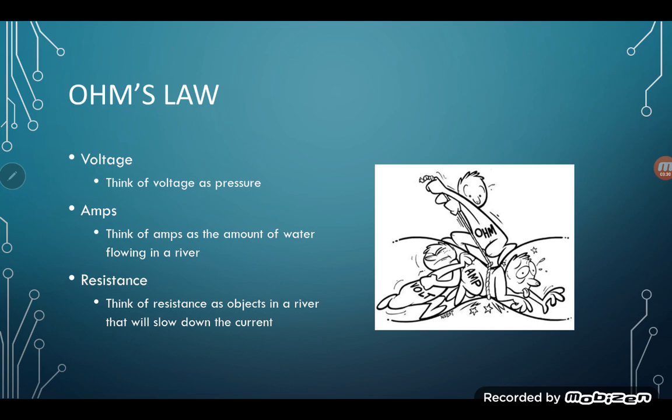And for those who don't know what Ohm's law actually means, it is V equals IR. Voltage equals amps times resistance. I know amps is I, the whole of the deal, but let's go with it. And resistance is measured in ohms.